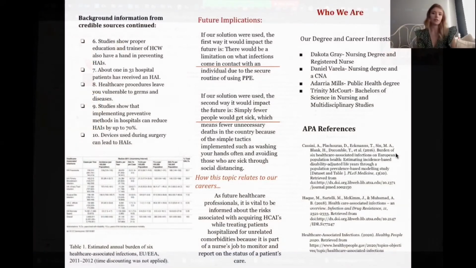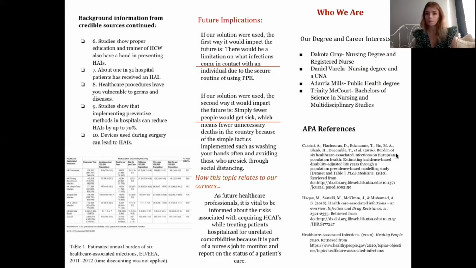How does this topic relate to our careers? Well, our degree and career interests. Dakota is a nursing degree major and wants to become a registered nurse. Danny is a nursing degree major and wants to become a CNA. Adaria is a public health degree major, and I'm a Bachelor's of Science in Nursing and Multidisciplinary Degree Studies major.